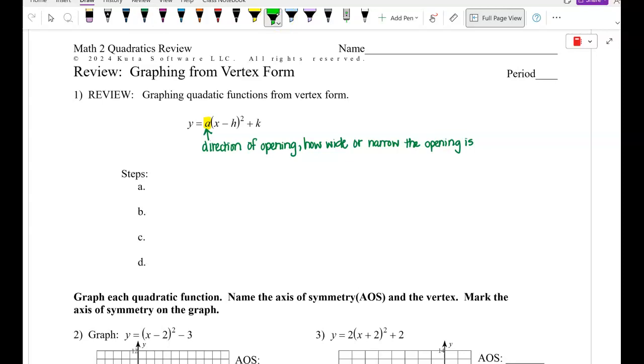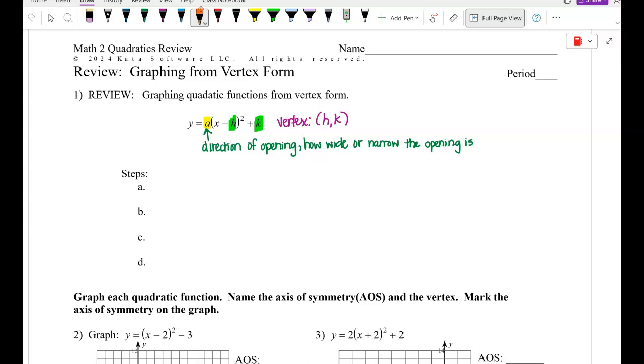The other two important letters in this format are h and k. The reason h and k are important is because this is called the vertex form. Those are the two letters that make up the ordered pair of my vertex. My vertex is the ordered pair h, k. Now, where some confusion comes in is because the equation says x minus h. When we go to identify h, if it's a minus, that means h is positive, and if it's a plus, that means h is negative. So it's going to be the opposite sign.